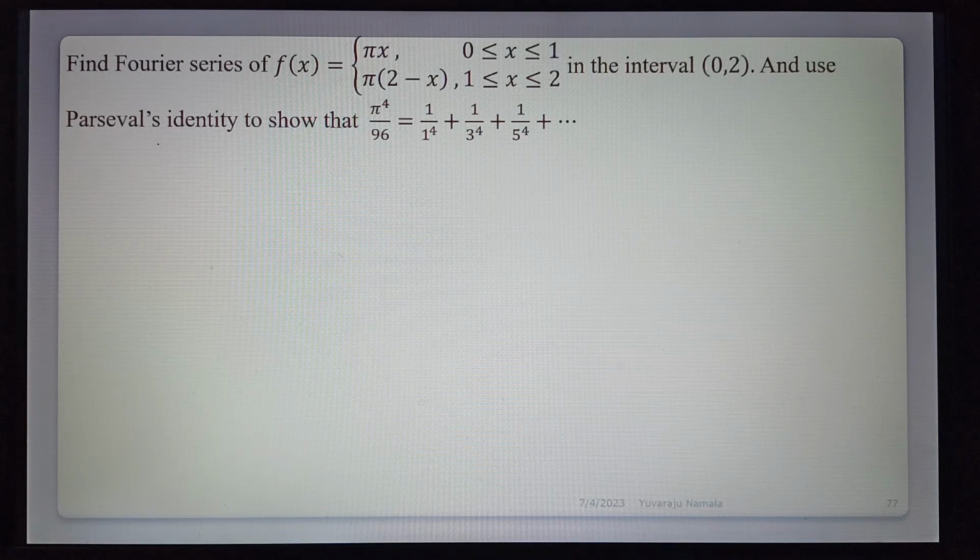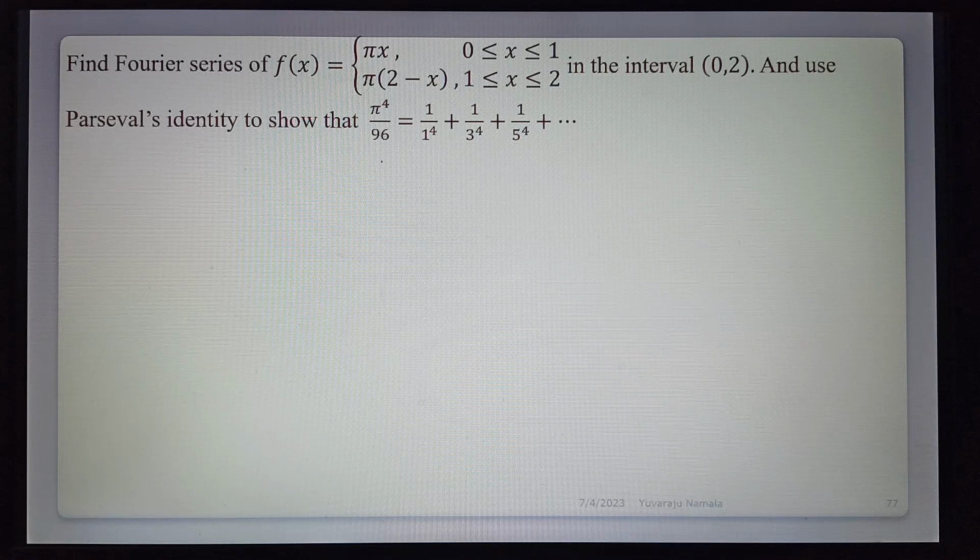Find the Fourier series of f of x equals pi x in the interval 0 to 1, pi into 2 minus x in the interval 1 to 2. So the complete interval is 0 comma 2. So 0 comma 2 means 0 comma L. Sorry, 0 comma 2L, not 0 comma L, because this is the Fourier series expansion, not half range. Only Fourier series expansion, so 0 comma 2 means 0 comma 2L.